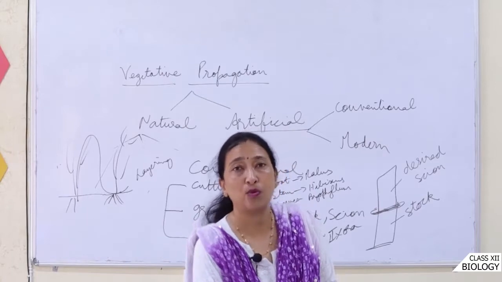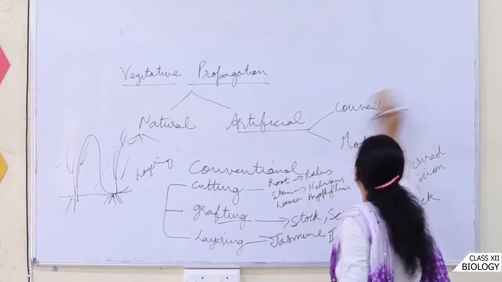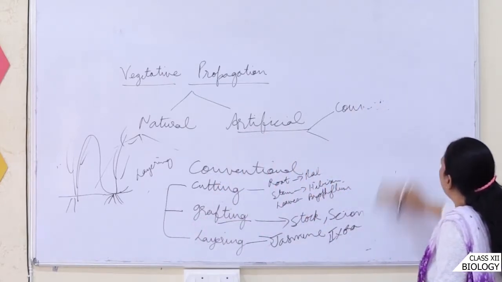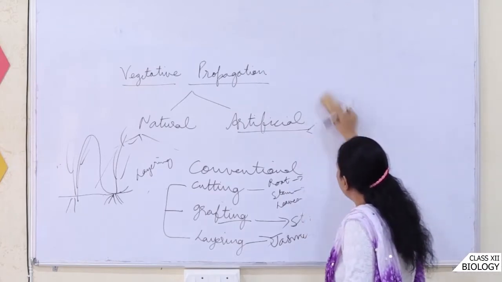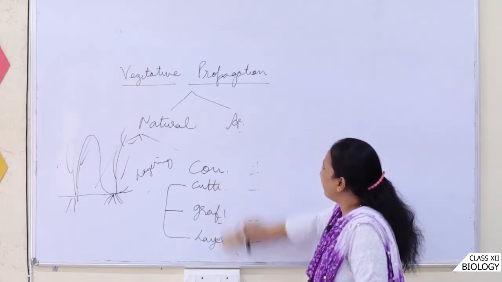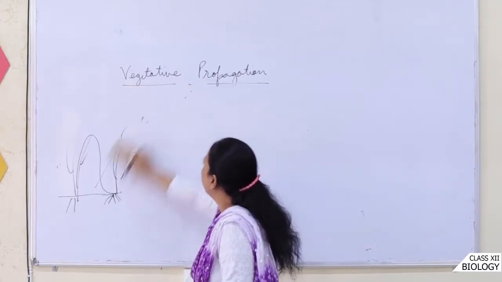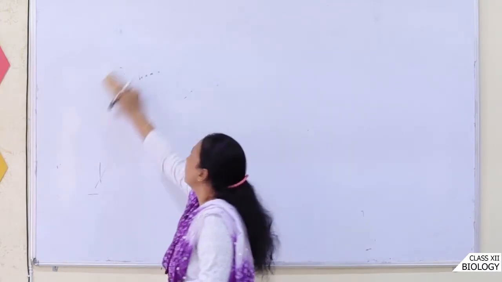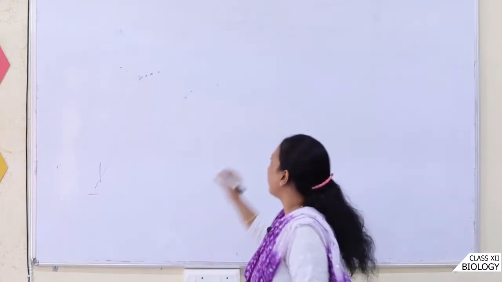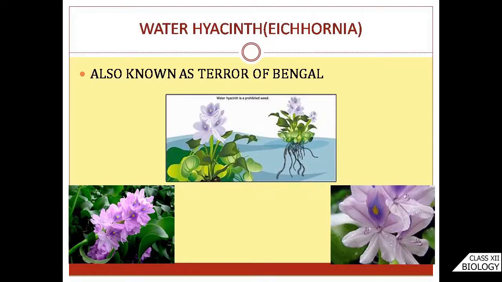Next we will see water hyacinth. What is water hyacinth? We know that water hyacinth's scientific name is Eichhornia crassipes.